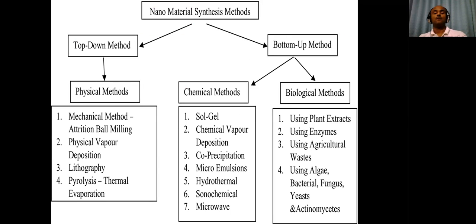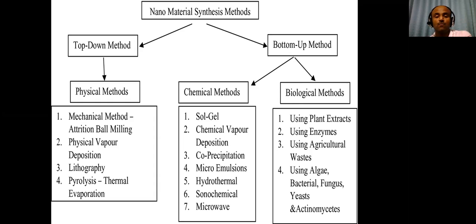Now this tree diagram helps us see how different methods are classified according to top-down and bottom-up approach. So top-down approach mainly includes physical methods such as mechanical ball milling method, physical vapor deposition methods, lithography, pyrolysis, and thermal evaporation. While in bottom-up approach, we have chemical methods and biological methods.